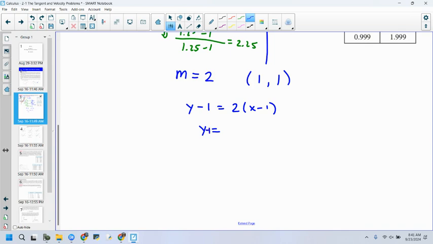Sorry, I forgot my minus 1. 2x minus 2, and then we'll add the 1. y is equal to 2x minus 1. There. That is the equation of the tangent line.